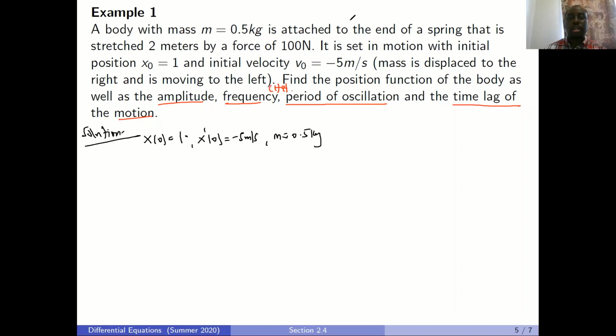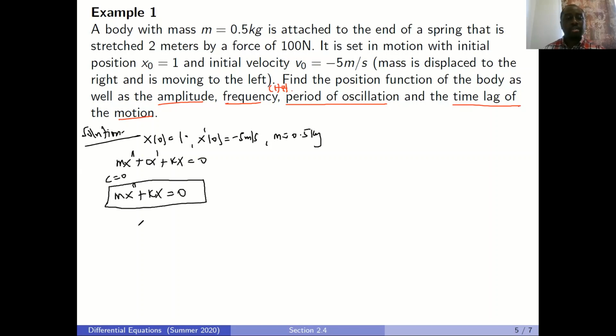All right. So we know that generally the spring mass system is governed by the differential equation m x prime prime plus c x prime plus kx equals 0. Because here there is no mention of an external force, so this is a homogeneous equation. We are also not given any information about a damping effect, so that implies that my c has to be 0. So I'm really looking at m x prime prime plus kx equals 0 as my differential equation.